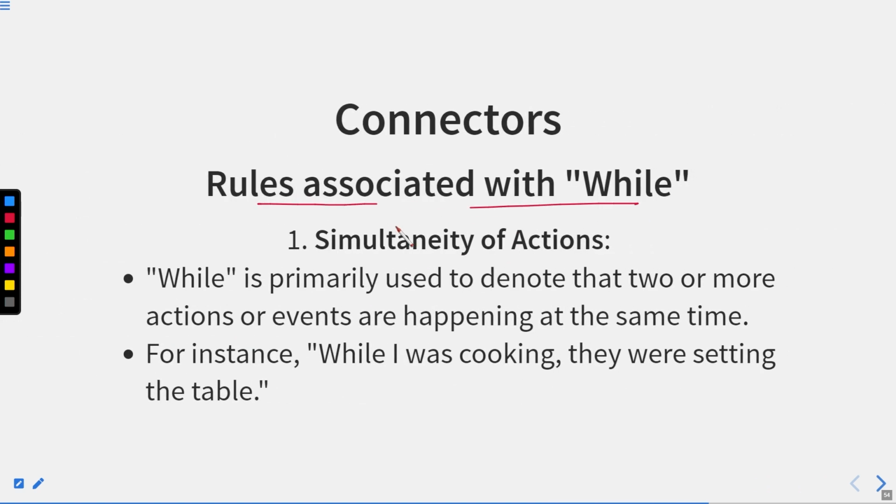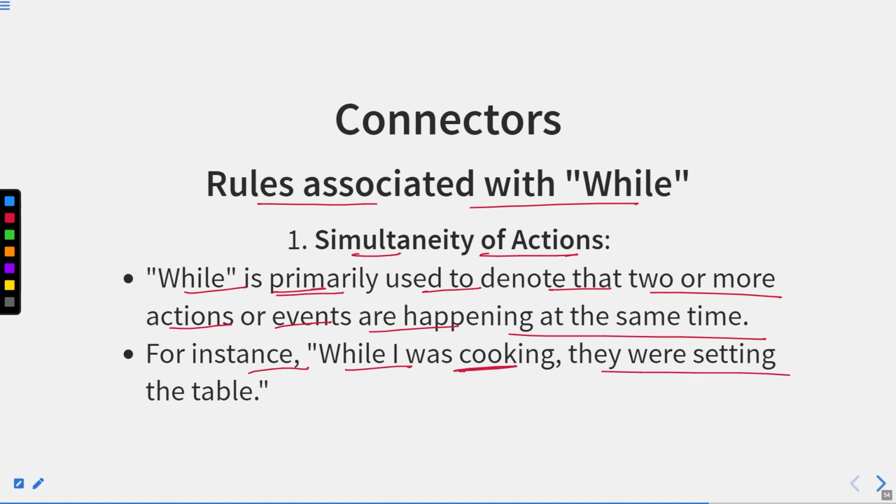Now, rules associated with while. Simultaneity of actions. While is primarily used to denote that two or more actions or events are happening at the same time. For instance, while I was cooking, they were setting the table. It means this action was going on when another action was taking place. Okay, that they were setting the table.